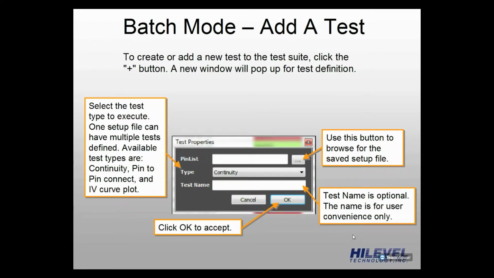Clicking the plus button will open a new window for adding a test to the list. Here you can browse for your saved test setup file. Remember that all test definitions are saved in your setup file, such as curve trace parameters, continuity test, and pin-to-pin connect test. Here you select which type of test will be executed. You can run different types of tests from one setup file. Test name is used to put some short description of the test. It will appear in the log file and is there for your convenience, but a test name is not required by the software. When you click OK, this test is added to the list.